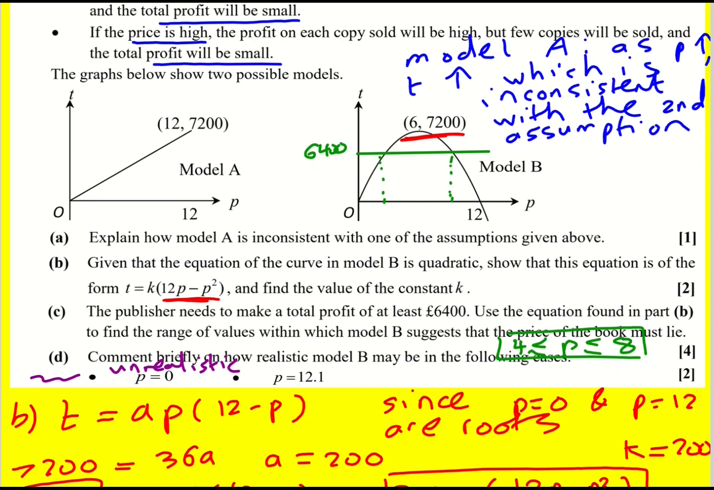Now, if we sell the books for £12.10, then the model predicts we make a loss. And actually, this is quite possibly realistic because there's going to be a point at which you make the book too expensive and people just don't buy it. So this is realistic or potentially realistic, as we could make a loss if we set the price too high. Well done.